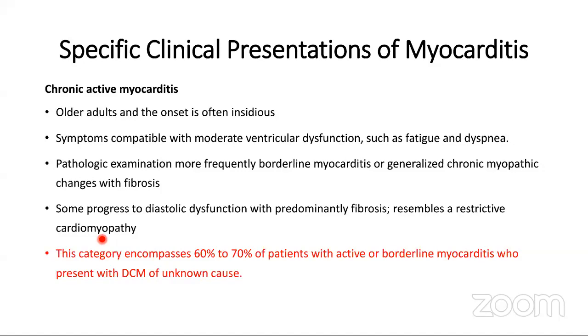Chronic active myocarditis, in which the majority of patients develop dilated cardiomyopathy. Here the onset is insidious, as we said, mostly in older patients, because the immune system tolerance is higher, so there is no acute or exuberant response to the offending agent, but the immune system lingers on, leading to cardiomyopathy. Symptoms are moderate cardiac dysfunction, and even on the biopsy we find borderline myocarditis.